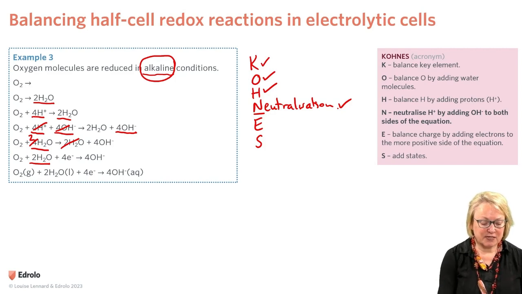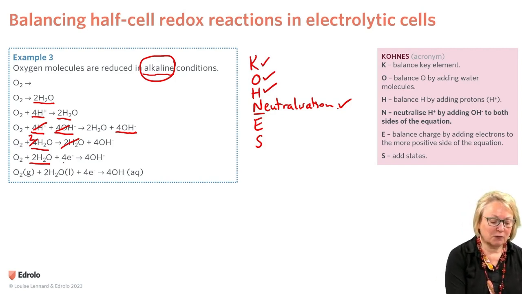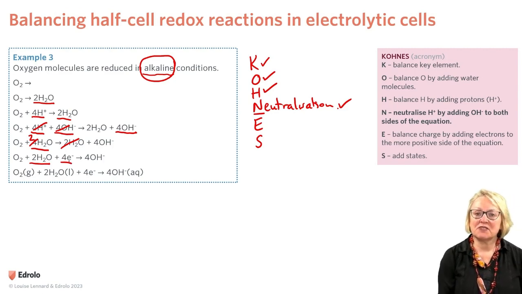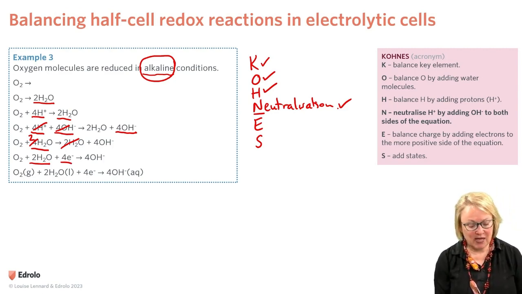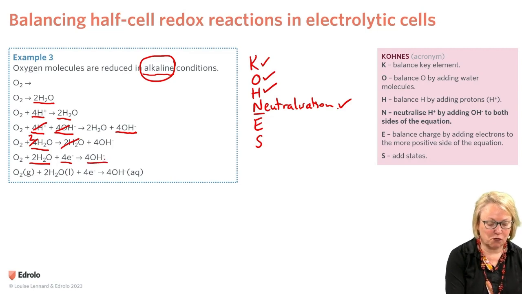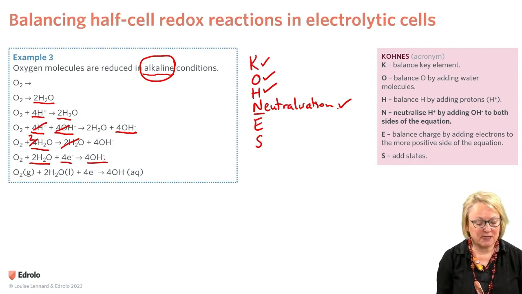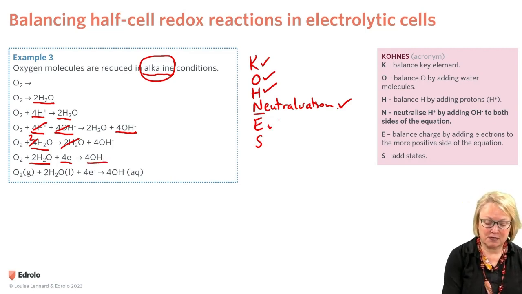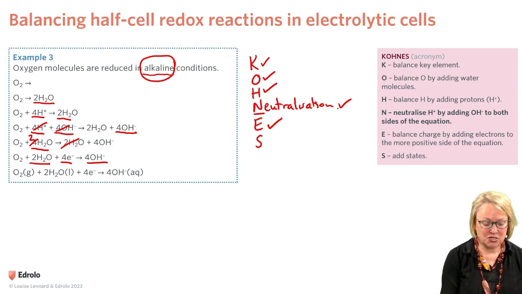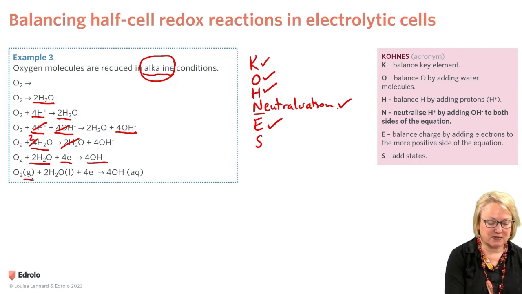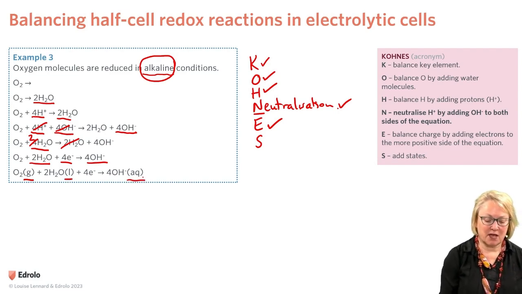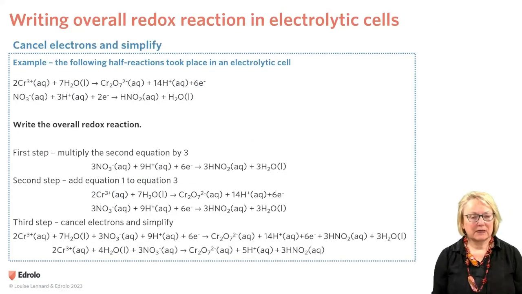Then we add electrons to the more positive side. We add 4 electrons to the left side because that has no overall charge, and we want to balance the 4 minus on the right-hand side. And then, so we've balanced for charge, and now we want to add states. So we have oxygen molecules, water liquid, and hydroxide ions aqueous.